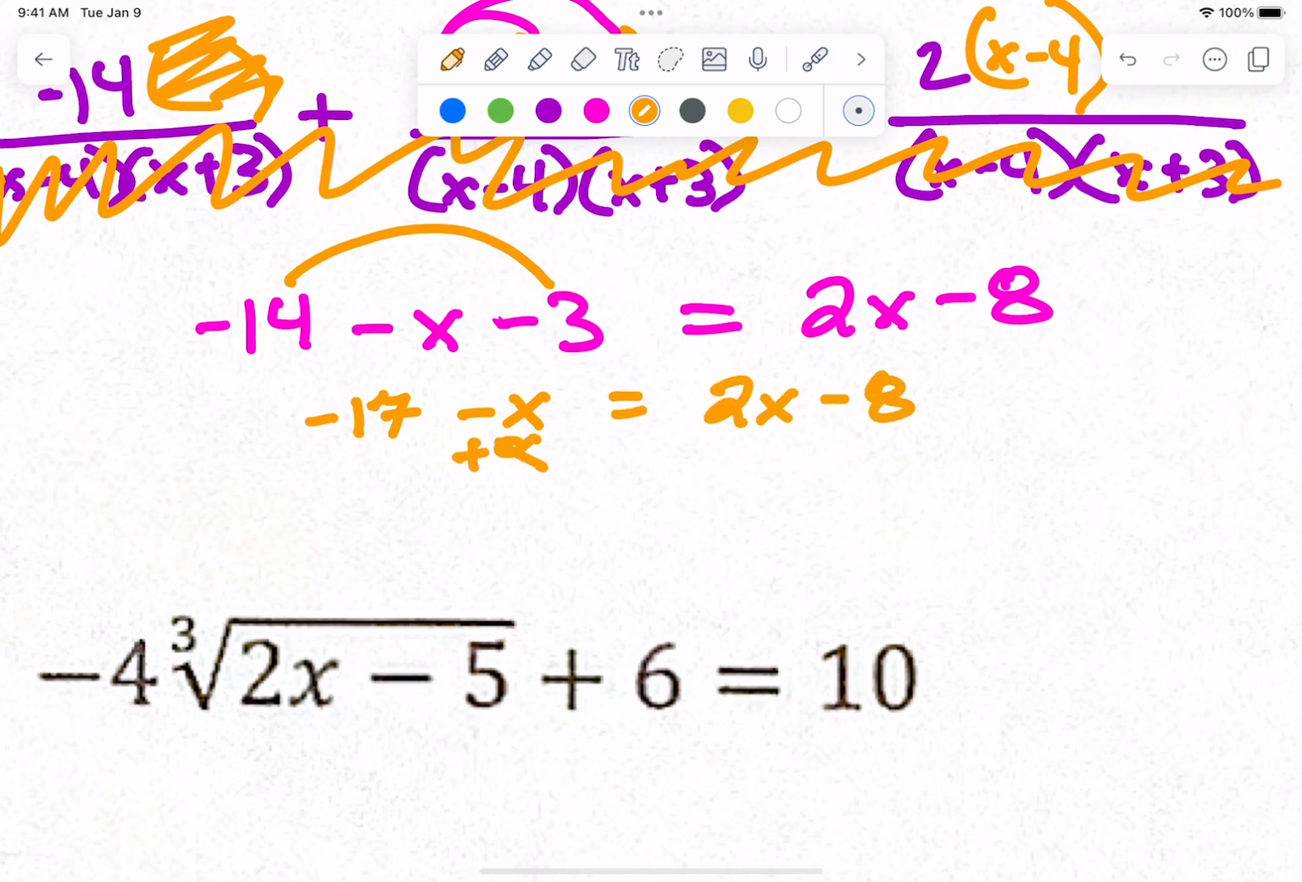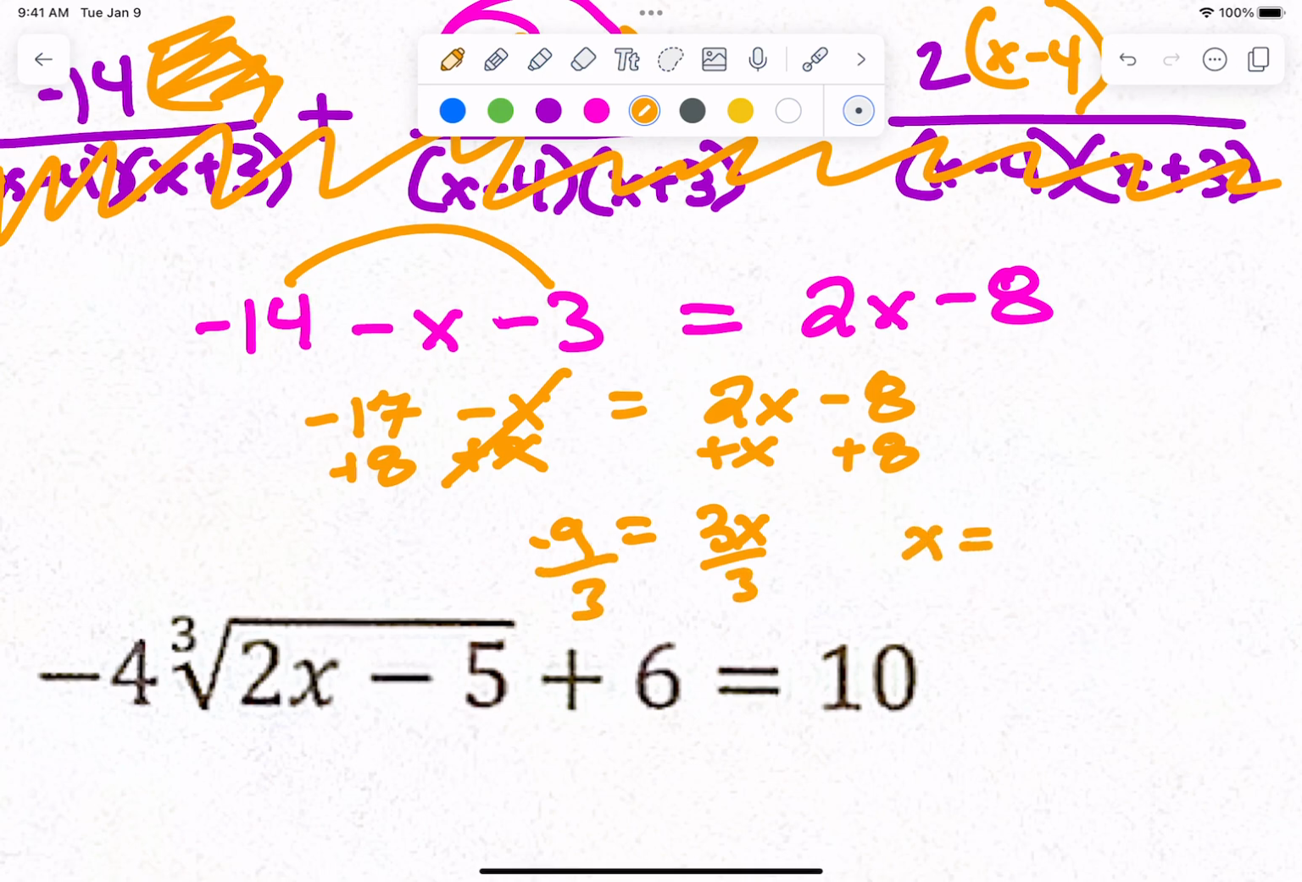Add the x. Can I add the 8 at the same time? Okay, what's negative 17 plus 8? Negative 9 equals 3x. And divide by 3. x equals negative 3.